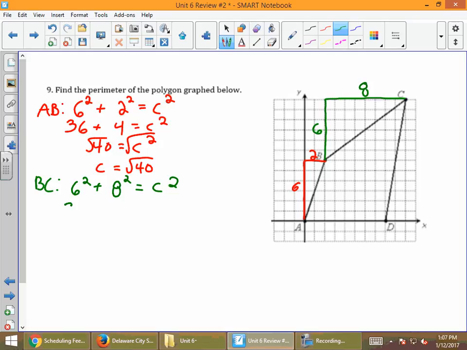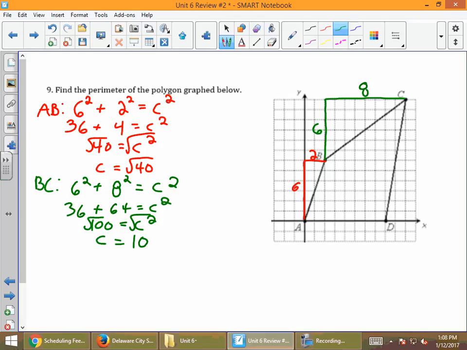6 squared is 36. We already found that. What's 8 squared? 64 equals C squared. 36 and 64 give me a hundred equals C squared. We know we're going to square root. Hey, does the square root of 100 work? What is the square root of 100? 10. It's 10.